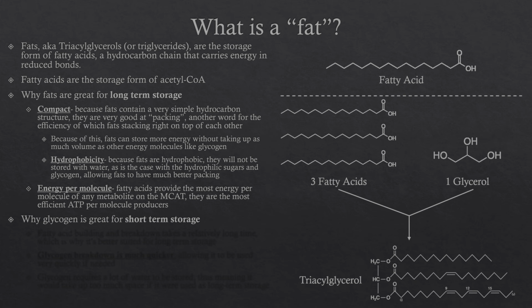Glycogen, on the other hand, is better suited for short-term storage, meaning it's going to stick around in the body for less than a day, just as our body starts using glucose. But the reason that we use glycogen for short-term storage mainly revolves around speed. The building and breakdown of fatty acids takes a long time. So even though fats are really efficient, it's a much slower process, which is why it's better suited for long-term storage, much more so as an emergency reserve rather than a quick way to get ATP.